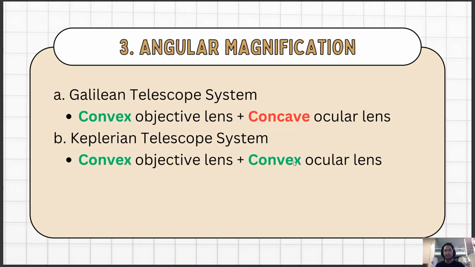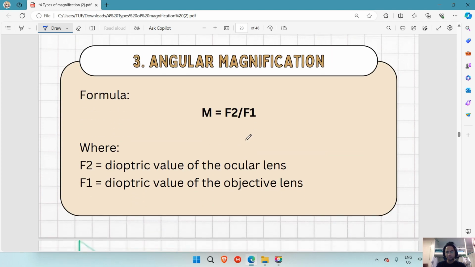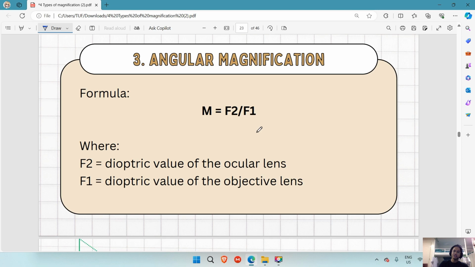For the third type of magnification, we have the angular magnification, which is composed of two systems, which are the Galilean and the Keplerian telescope systems. The difference between them is that in the Galilean, it is composed of convex objective lens and concave ocular lens. As for the Keplerian, it is composed of two convex for the objective and the ocular lens. The formula for this angular magnification is equal to the dioptric value of the ocular lens over the dioptric value of the objective lens.